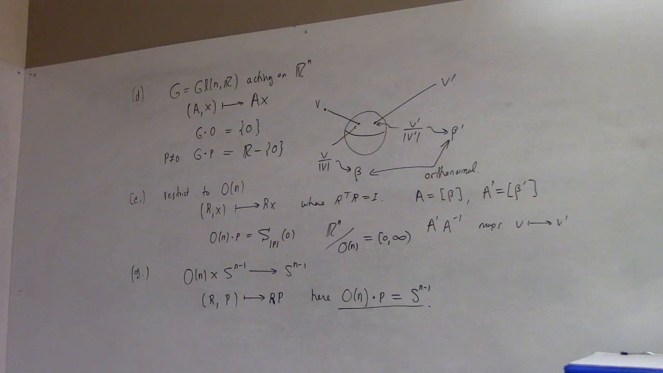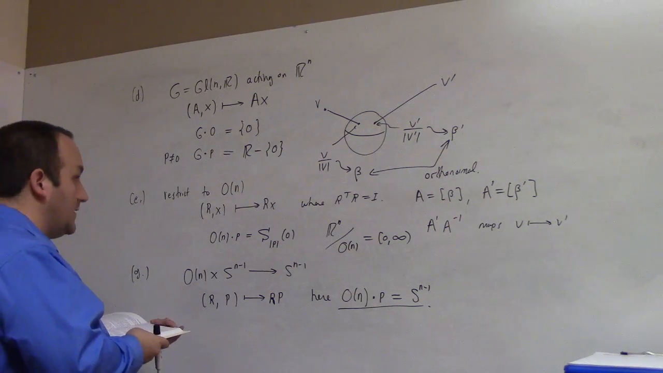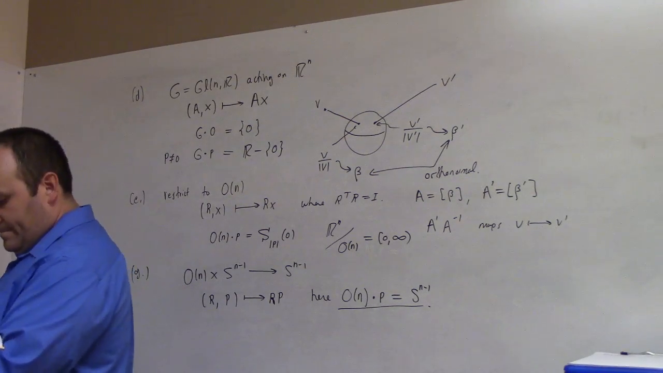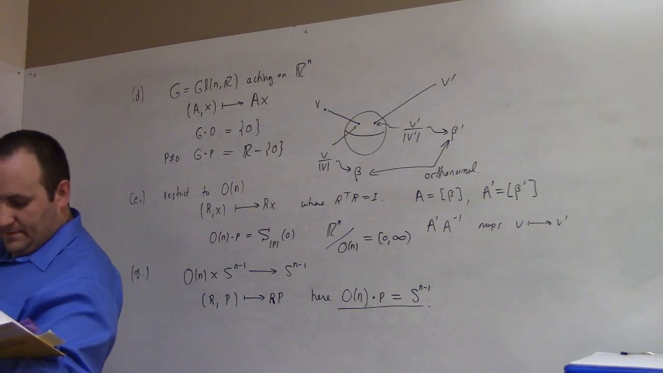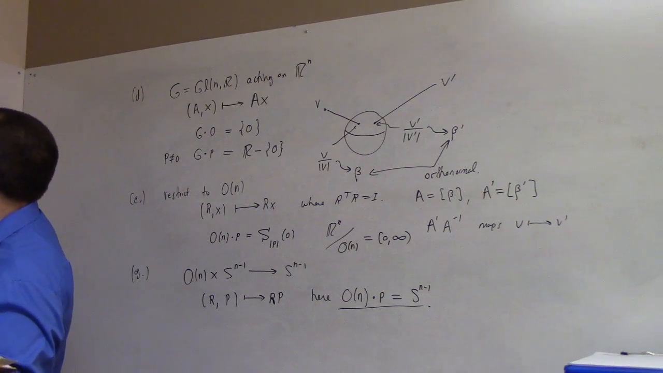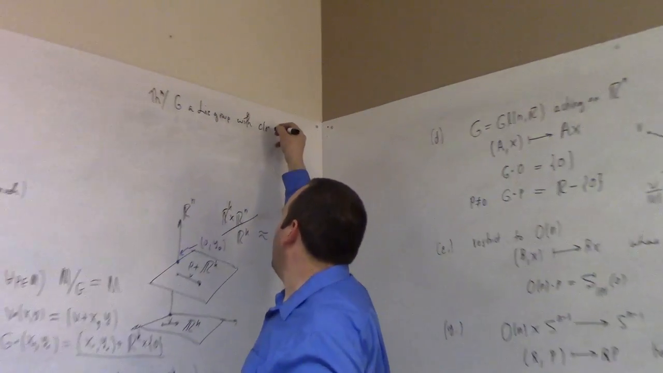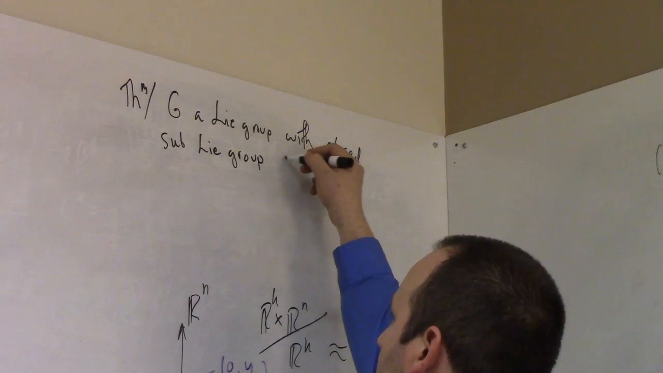There are several sections in the book I'm skipping over. The quotient manifold theorem, and a section on covering spaces, which is nice. And then homogeneous spaces, finally, is what I wanted to talk about. And so here's basically the big theorem. Let G be a Lie group and H a closed subgroup.